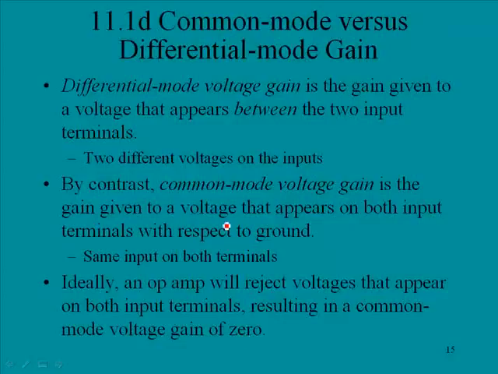Ideally, an op-amp will reject voltages that appear on both input terminals, resulting in common mode voltage gain of 0. And in our previous discussions, this was how an op-amp managed to reject most noise inputs, because most noise will appear on both terminals, and since it is the same value on both inputs, it will not get amplified. And so op-amps are famous in one regard because of this, because they severely reduce the amount of noise.